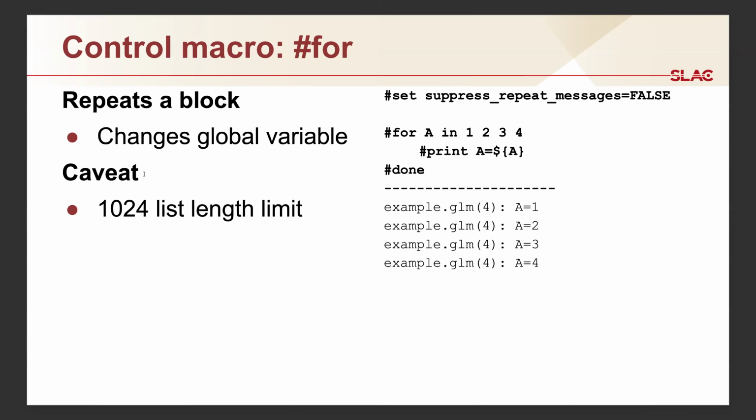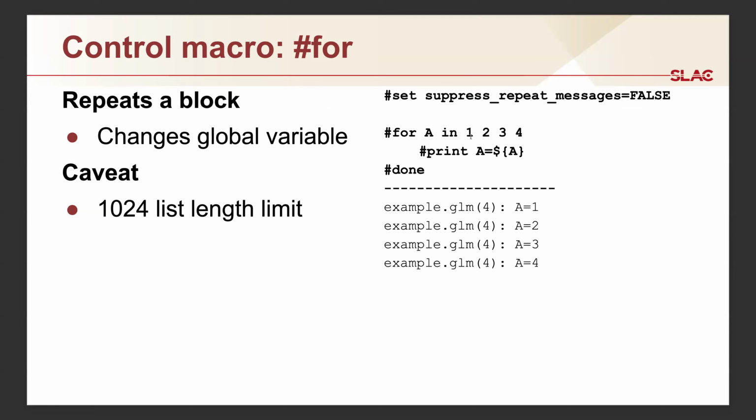One really important caveat with for loops is that the list has a limit of about 1,000 characters. And so if you return, from some external source, like a find or some value that you've read in, something that's longer than 1,000 characters, it won't work as expected. It'll just stop processing, or you might get a memory error.